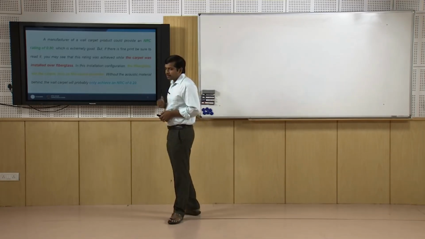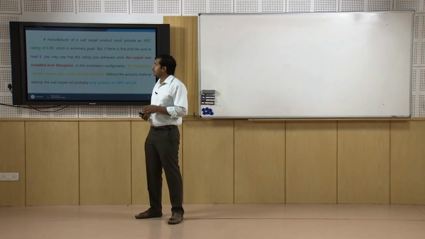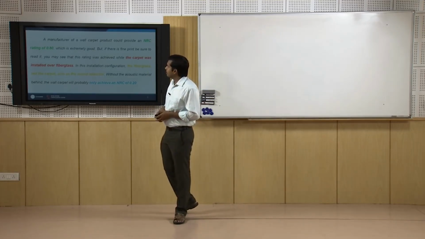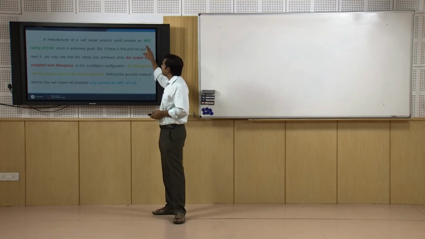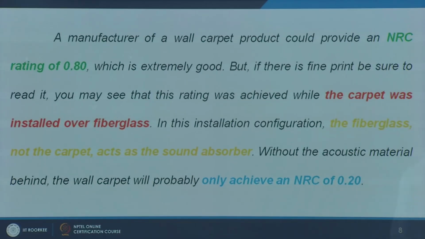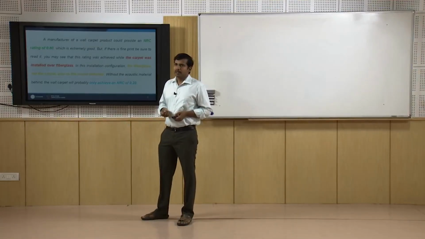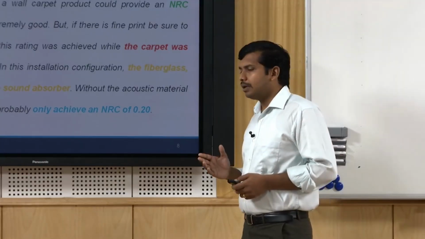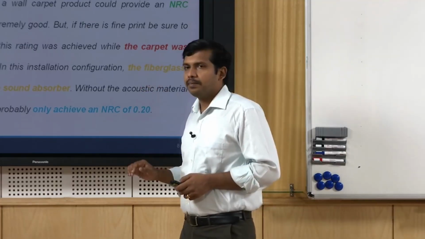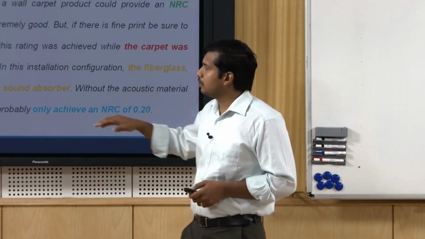Another consideration you have to be careful about while you choose a material. For instance, I have given an example, you are wanting to buy a carpet and the material supplier says the carpet has an NRC of 0.8, which means it is an extremely good absorbing material. So typically you will prefer going for this particular carpet, but if you closely take a look at it, the mounting condition in which the material was tested, was it only the carpet or was there any backing given to the carpet?